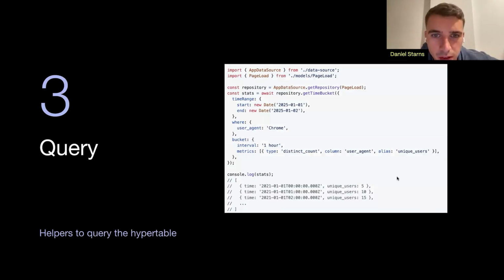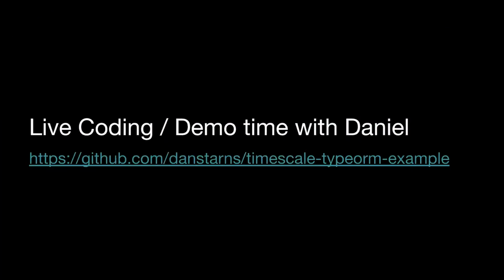If we have a look at what it's doing, it's calling a time bucket query on a page load model. And for the range of a day, the start and the end are two separate days. So this is basically going to give you an array of 24 objects with the data inside bucketed into 24 separate buckets. That's great. Let's see it in action.